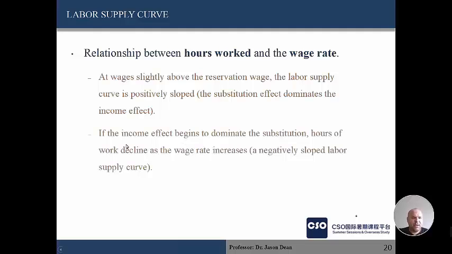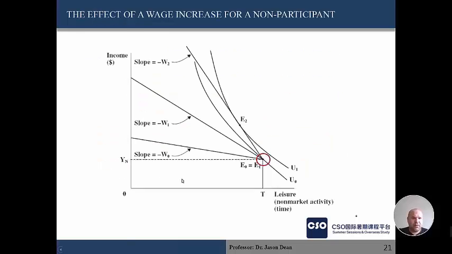But there could be an income level high enough where the effects are reversed and the income effect begins to dominate the substitution effect. Because of that, we can have a backward bending labor supply curve, which we'll see in a moment. So here we're just illustrating what could happen if the wage is increasing.